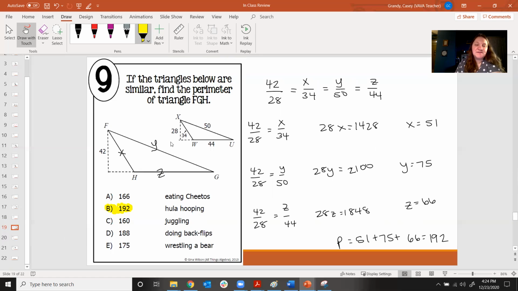So I called my sides x, y, and z. I know that the altitudes are proportional to the sides. So I know that 42 over 28 will have to equal x over 34, which will have to equal y over 50, and will equal z over 44. So I used my 42 over 28 and I compared it to each of these three ratios. And I solved for each of my variables just by cross multiplying. I got that FH was 51, FG is 75, and HG is 66. Once I know those three lengths, I can add them together to find the perimeter of triangle FHG, which is 192.